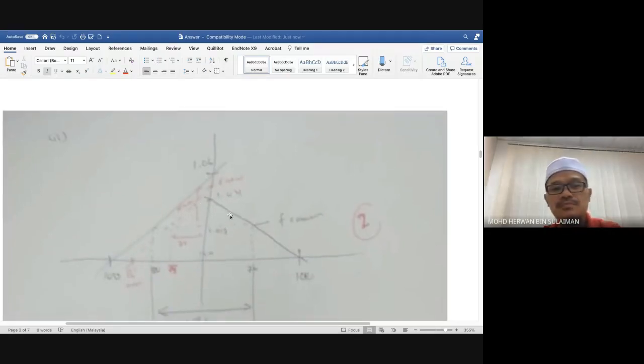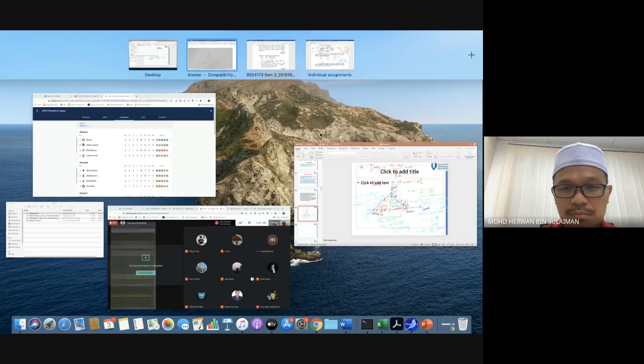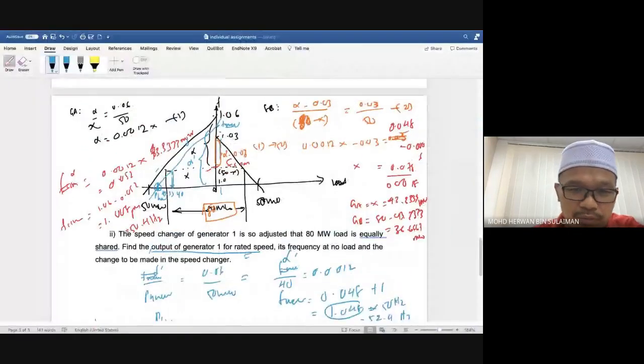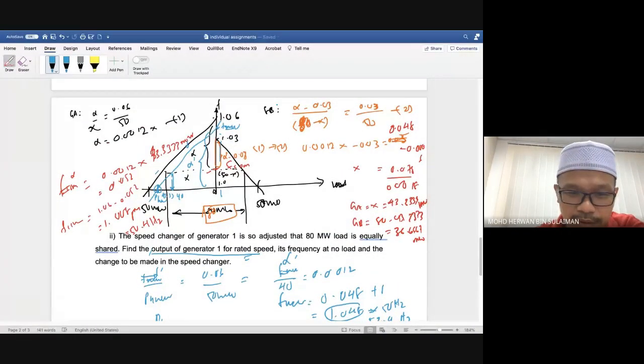Oh, okay. Alpha nu kat sini, it's not the whole. Okay, silap saya. Alpha nu tu bukan dekat, it's not here. Alpha nu tu you nak cari dekat yang ni.